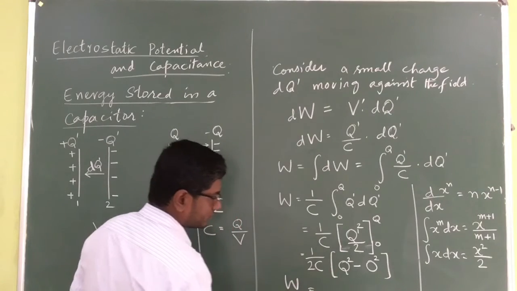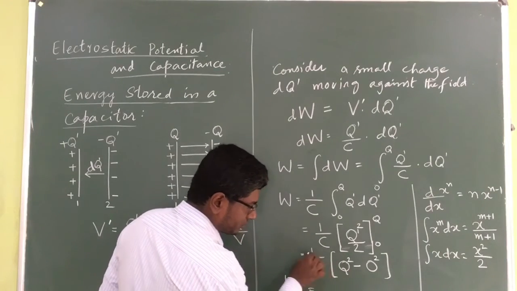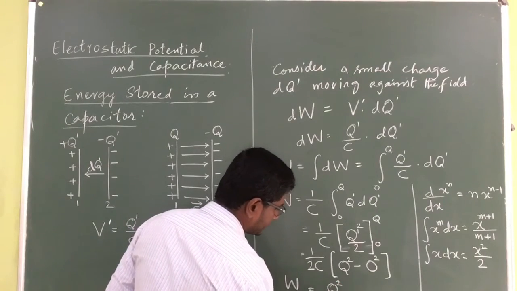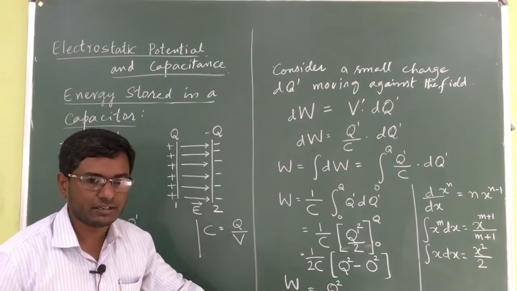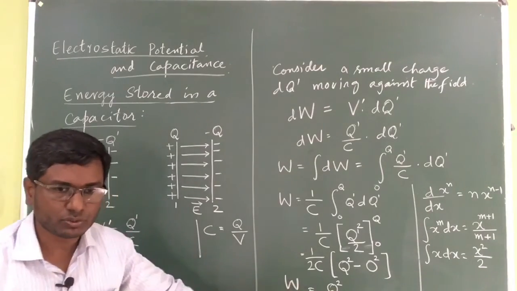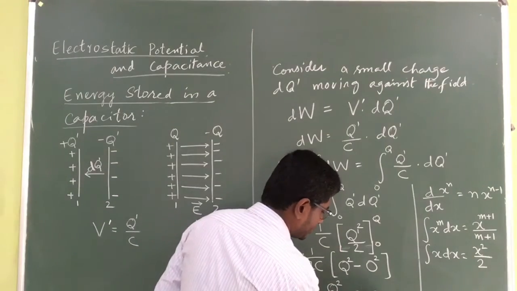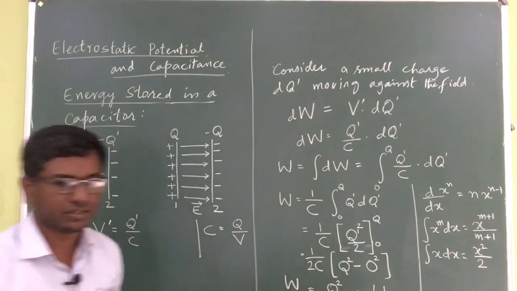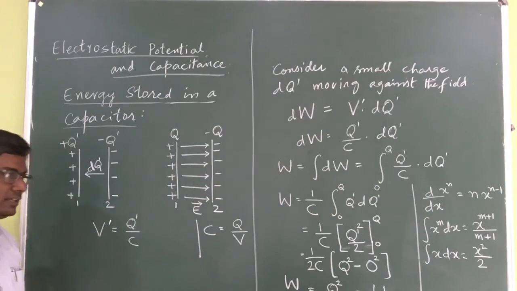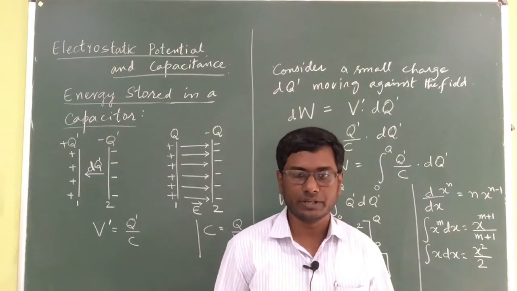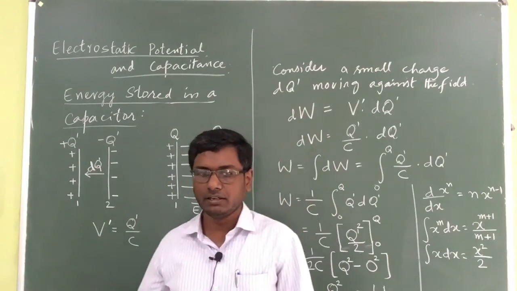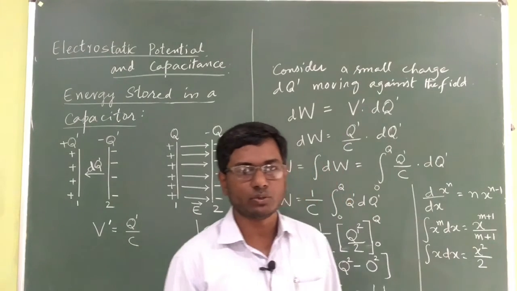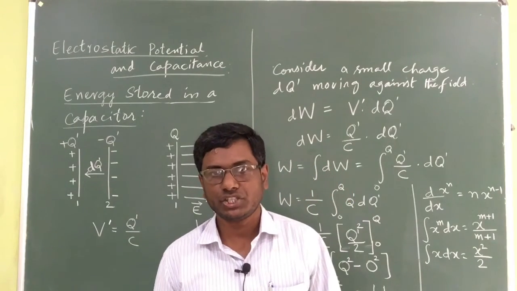W will be equal to, this Q square is going to come out, it is going to become Q square divided by 2C, and whatever work we have done, the same work will be stored in the form of potential energy. So this equation becomes U is equal to Q square divided by 2C. It is the work done on the body. Whatever work will be done on the body or on the system, that same work will be stored in the form of potential energy.